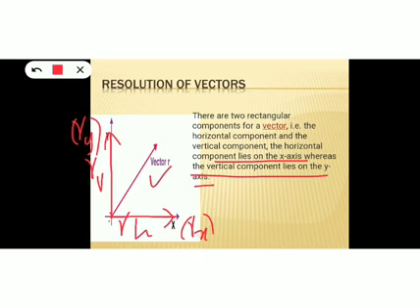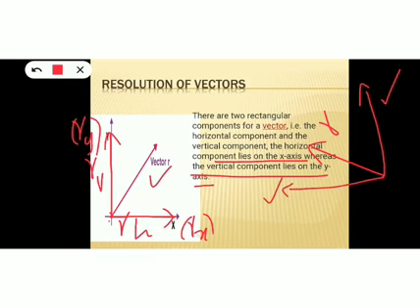Now suppose vector r is located like this. How will you resolve this vector? Again, this will be one component of the vector and this will be another component. This will be the horizontal and this will be the vertical component.